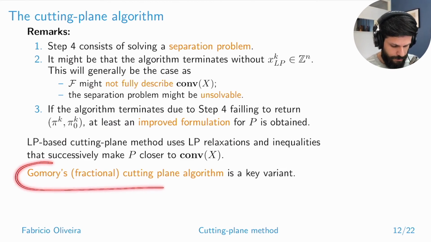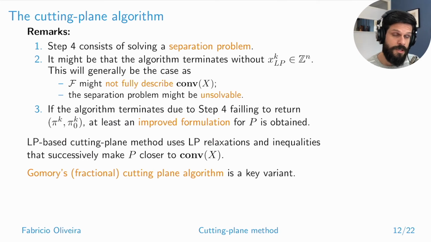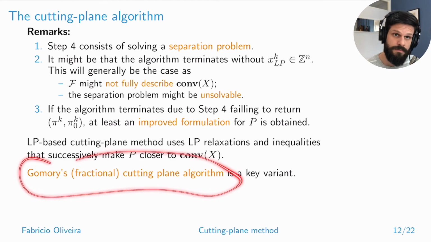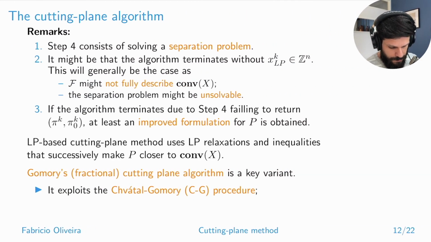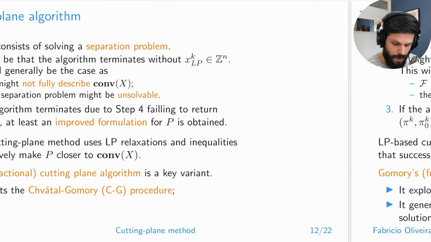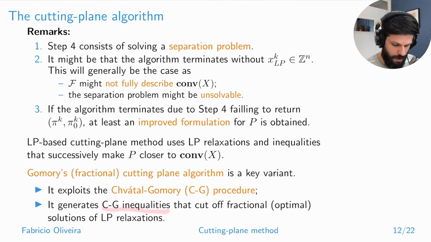And then we'll talk about the Gomory fractional cutting plane method, but honestly, any given MIP solver nowadays will have about a handful, perhaps a few tens, a dozen of families that they use to try to generate valid cuts, valid inequalities. But let's look at the one using Gomory fractional cutting planes. It exploits the Chvátal-Gomory procedure. The idea is that we're going to generate the CG inequalities cutting off fractional solutions of the LP relaxation, and we'll do this over and over again.